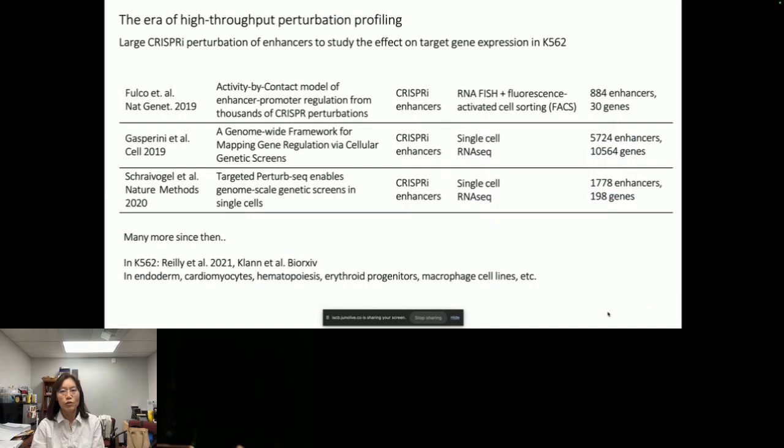The motivation for it came from these first three studies that came out around 2019, 2020, that did CRISPR interference experiments in parallel in K562 cell lines across hundreds of enhancers, and then read out the gene expression of multiple genes. And we thought this is accumulated enough data to train a supervised model for understanding this relationship.